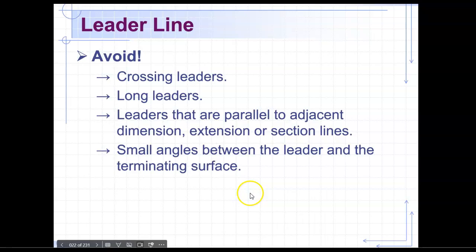As we go with the leader lines, some of the rules that we're going to use are: avoid crossing leaders, avoid long leaders, and avoid leaders that are parallel to adjacent dimensions, extensions, or section lines, where they might get confused with those dimensions. And of course, note that small angles between the leader and the terminating surface should also be avoided as well.